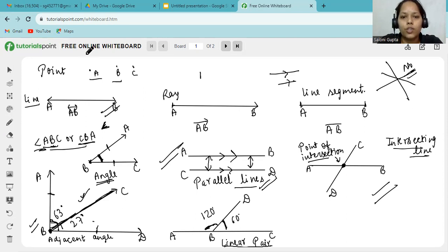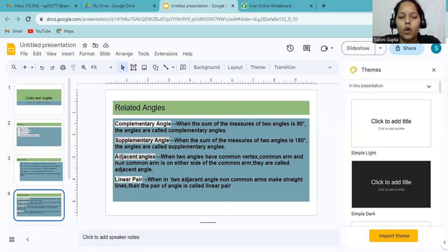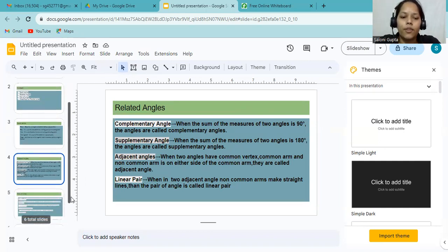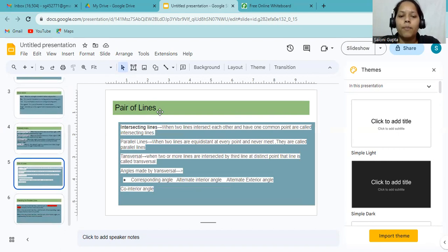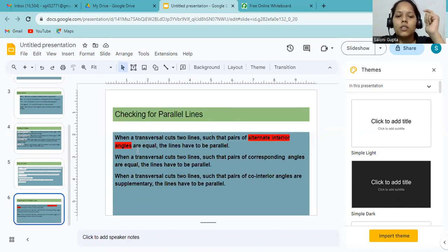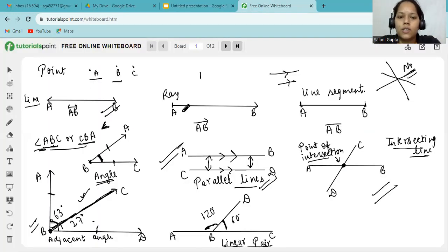And so this we discussed. Then I told you about complementary angles, supplementary angles, adjacent angles, and linear pair. After that, I told you about intersecting lines and parallel lines. I also told you what the point of intersection is in intersecting lines. Then I told you about the transversal, and what the angles made by a transversal are. Then what the relationship between the angles will be when the transversal is formed on two parallel lines. Then we discussed how we can check if the lines are parallel or not. So these are all the things we discussed today. I hope each and every point will be clear to you.